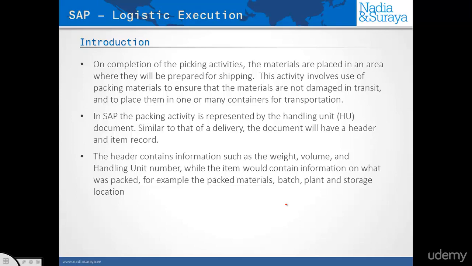On the header, we can have information such as the weight, the volume. We could have a unique handling unit number for that. We can also, on the item level, have the packed materials, the batch, the plant, where it was from, and so forth.